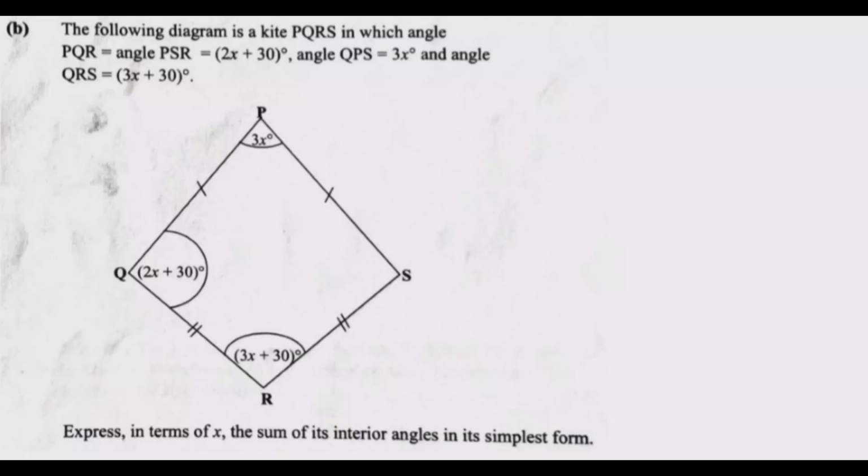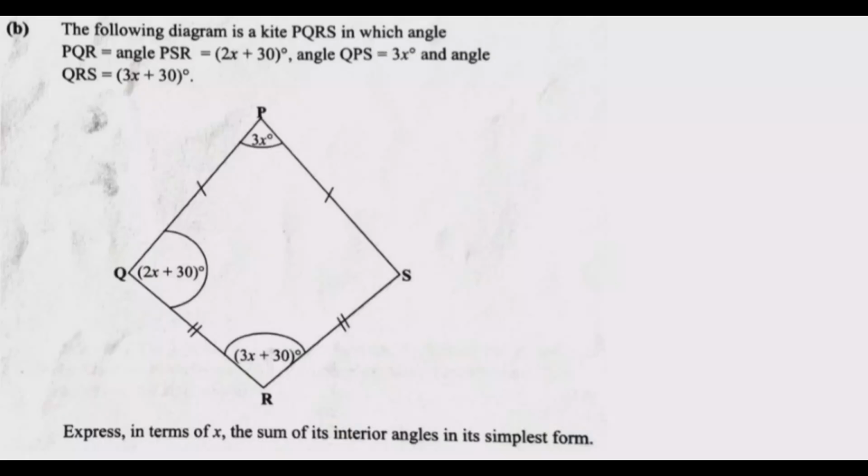Once we have done that, the next thing we need to do is answer the actual question, which is: express in terms of x the sum of its interior angles in its simplest form. Okay, in its simplest form. So this is the question which is asking us what we need to find, which is to express in terms of x the sum of interior angles in its simplest form.